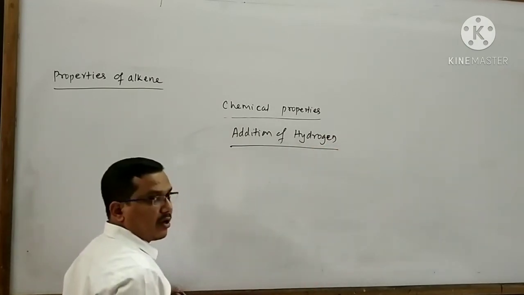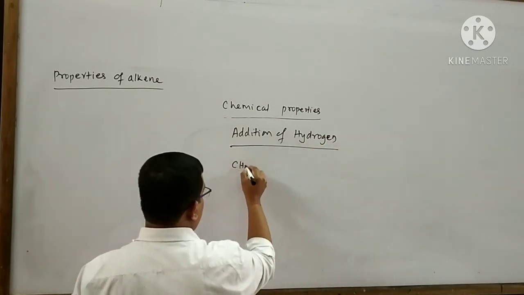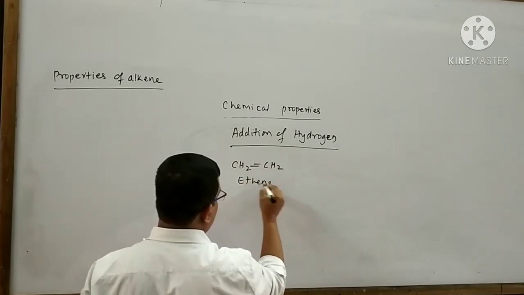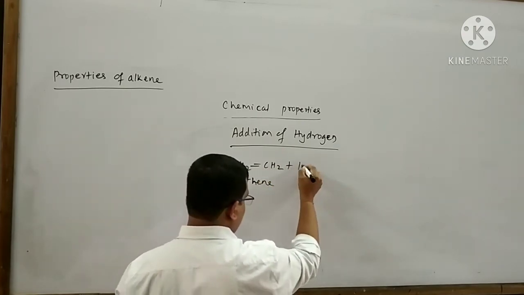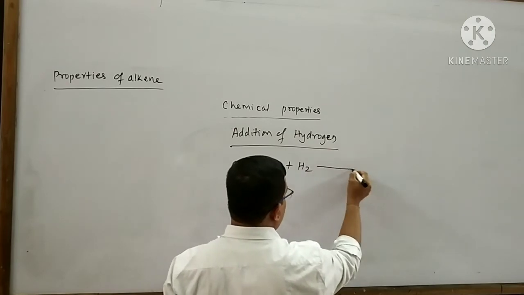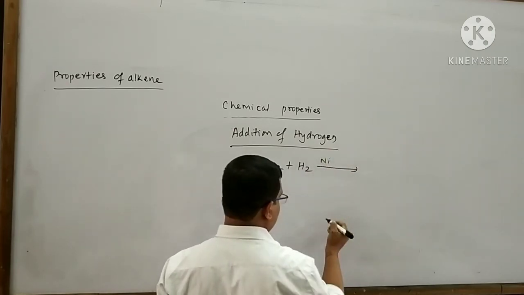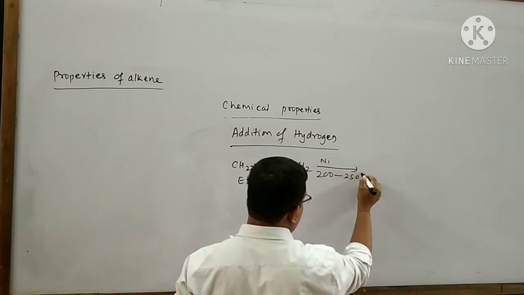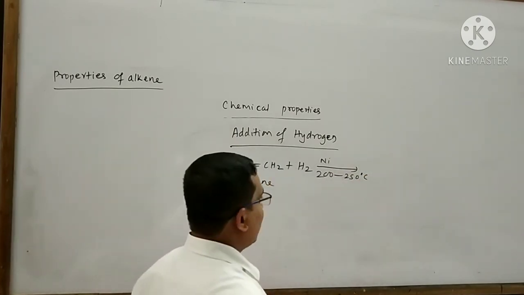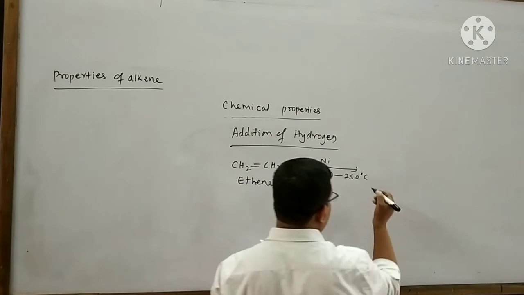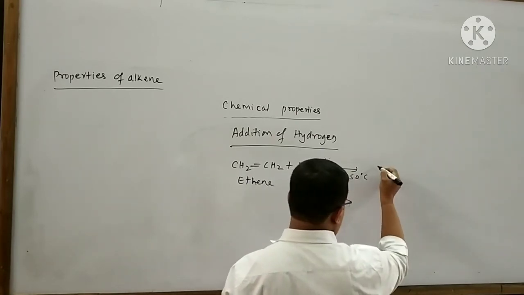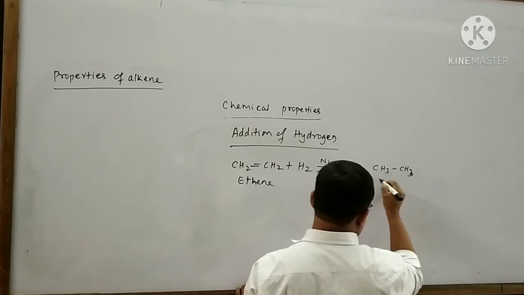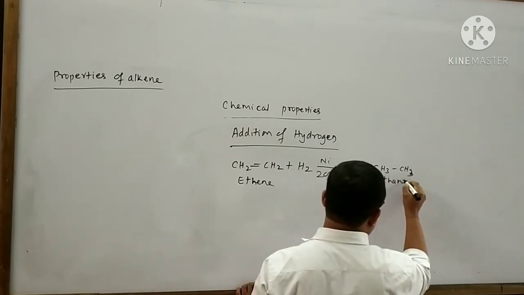Take an example of alkene. This is ethene, where ethene is subjected to reaction with hydrogen in the presence of nickel catalyst at 200 degrees centigrade to 250 degrees centigrade. Then ethane is formed. I can write the product like this. This is ethane.